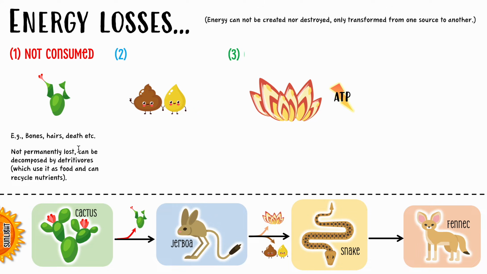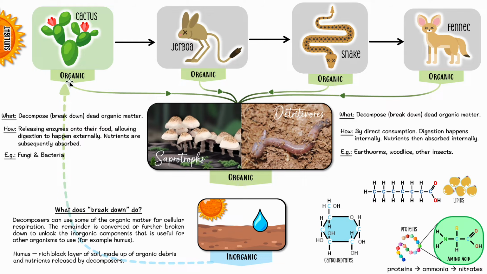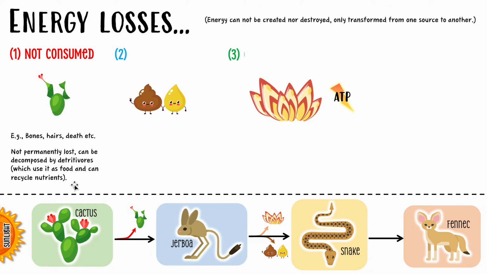Okay, so this is usually for things, if we don't use a cactus as an example, usually for things like bones, hair, or if some organism dies and it's never found, so it can't be eaten. But remember, this is not permanently lost. Why? Because the remainder of this cactus can then be eaten by some other organism, or if this cactus dies, it can be decomposed by detritivores, as we just mentioned, right? This dead plant can be broken down by detritivores to recycle the nutrients, or it can be used for cell respiration by these decomposers. So it's not permanently lost. It can still be used by some other organism or these decomposers, right?